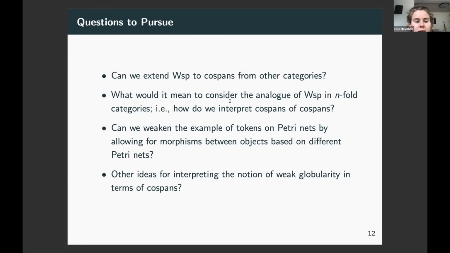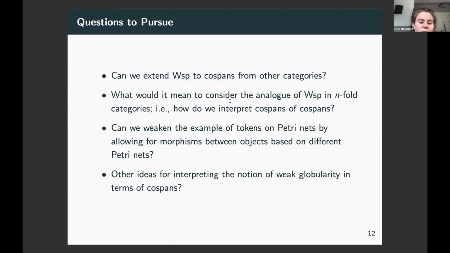And then if you noticed in Claire's example, all of the structure of the double category is in a connected component, so you don't have any morphisms between different Petri nets. So the idea is maybe there's a way to weaken this notion so that we can have morphisms between Petri nets, or maybe this would naturally fall out of a higher category, like a threefold category.